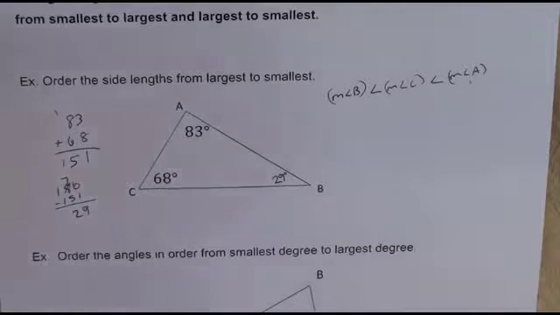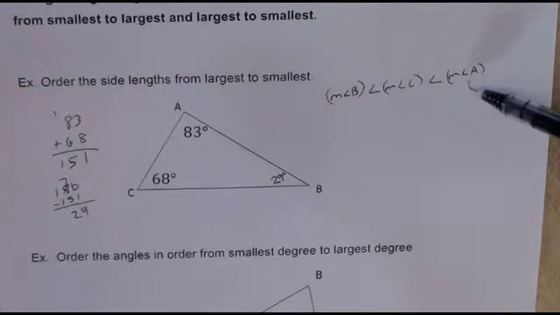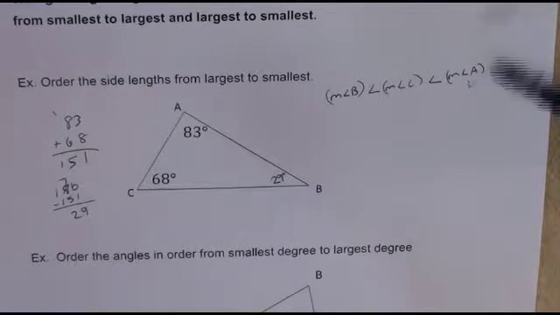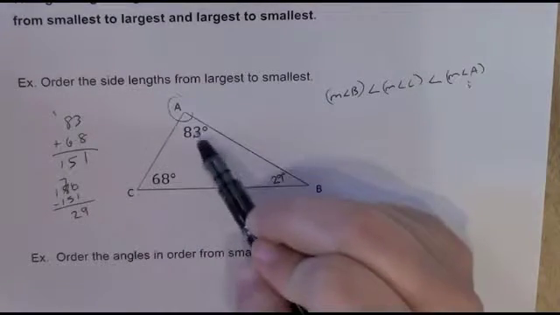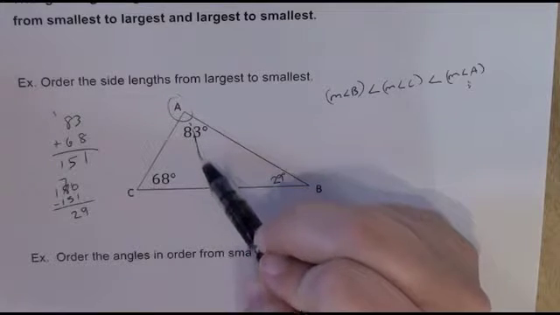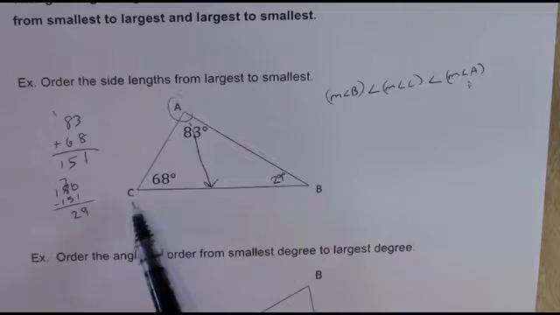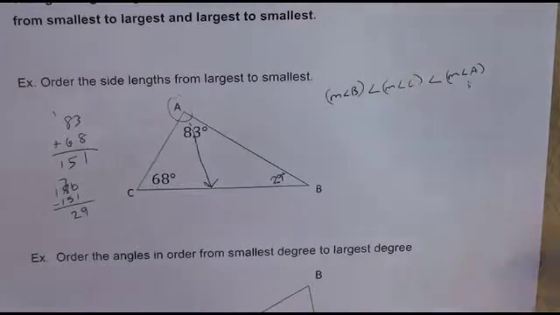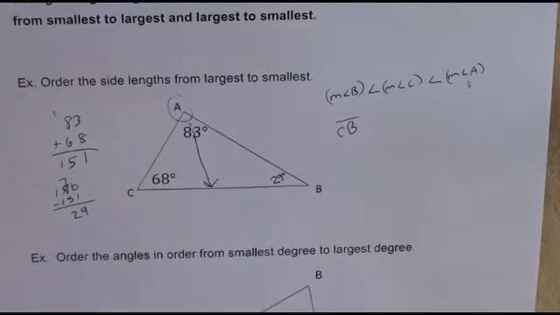But we also need the side lengths. So what we need to do is figure out, if angle A is the biggest angle, the biggest measure, which side of the triangle is opposite that angle? Well, here's the 83 at angle A. Go across the triangle and you'll find the opposite side. The side is CB. Side CB is going to be the biggest.